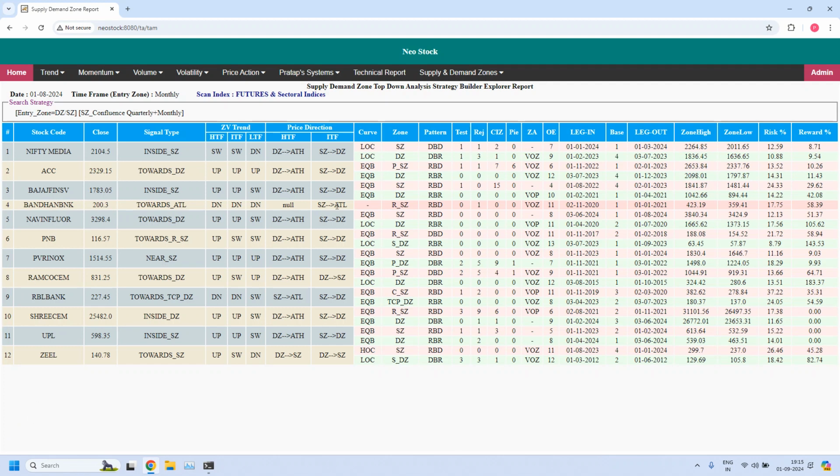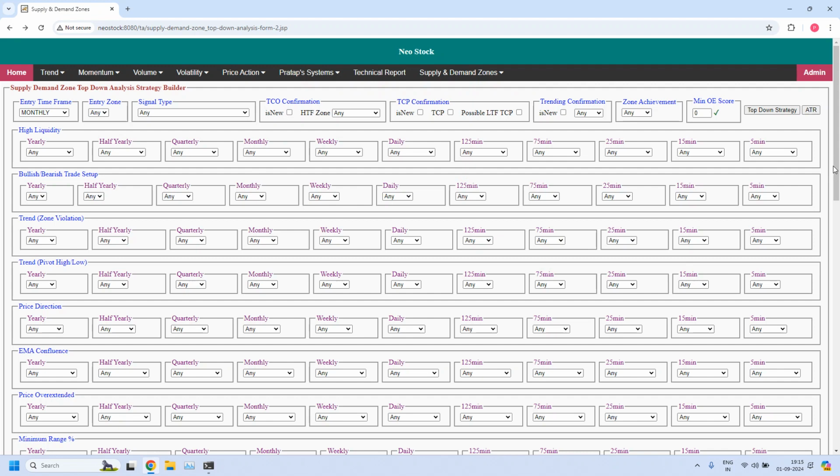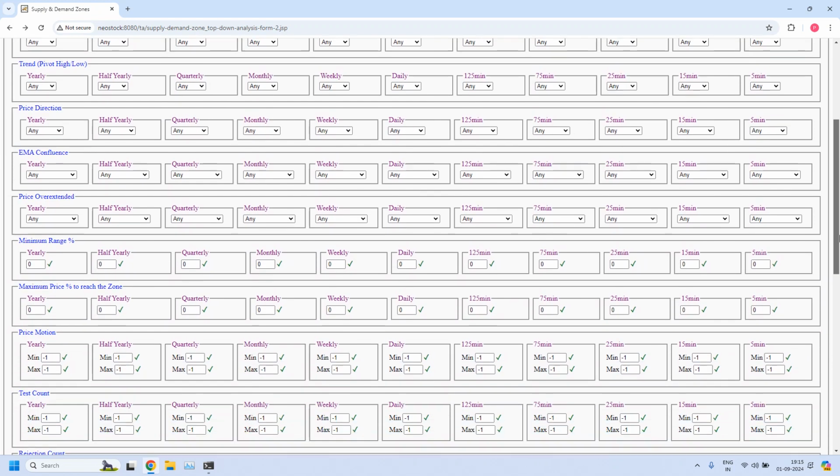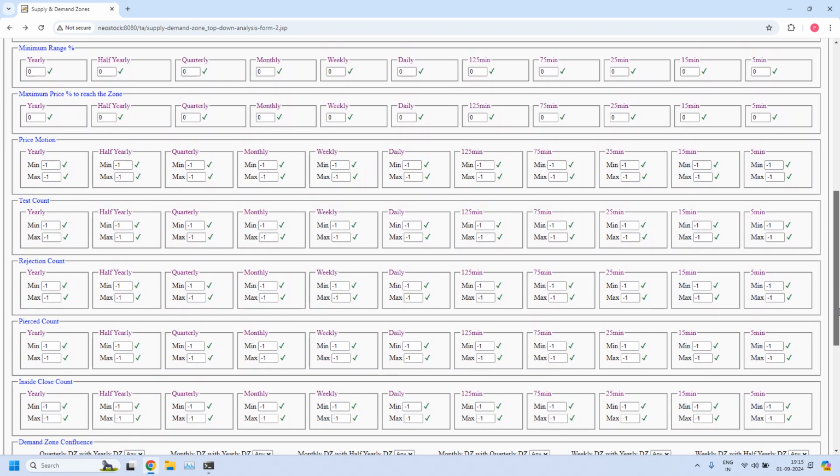Your Bandhan Bank is having an all-time low supply zone, because remaining all the stocks are having demand zones. Okay, now further we will reduce the list by adding even yearly confluence also. That is monthly, quarterly and yearly confluence together. That is LTF, ITF and HTF.